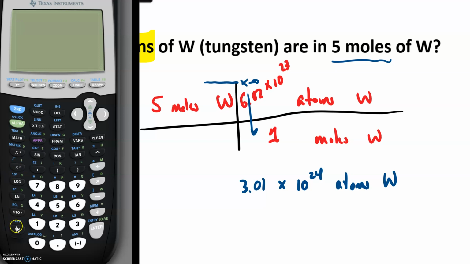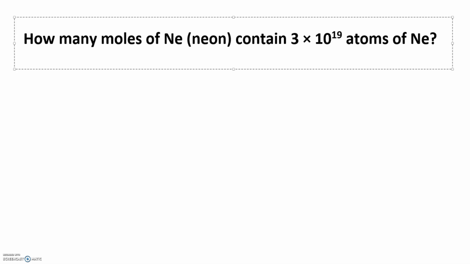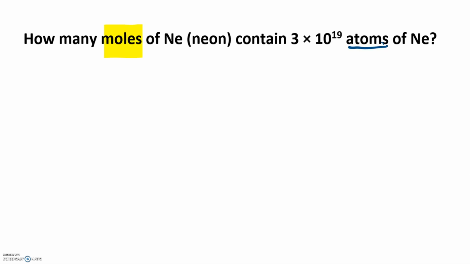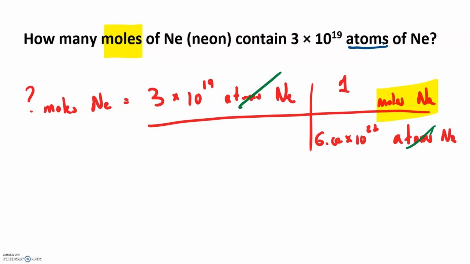All right, let's do one more. All right, this time we're going the other way. We're looking for moles. We're starting with atoms. So we're going to ask how many moles of neon would be the equivalent of 3 times 10 to the 19th atoms. So our conversion factor is going to look like this. Atoms of neon is going to go on the bottom because that's what we got. Moles of neon is going to go on the top because that's what we want. And 1 mole of anything, there are 6.02 times 10 to the 23rd. Atoms, of course, cancel. Leaves our answer in moles.